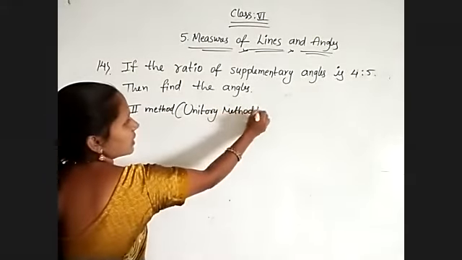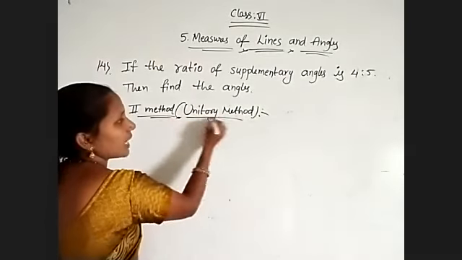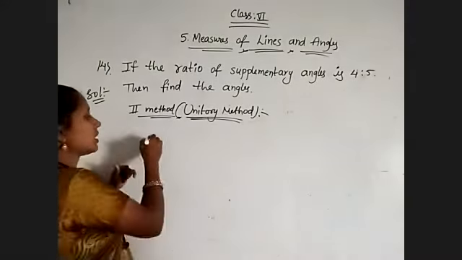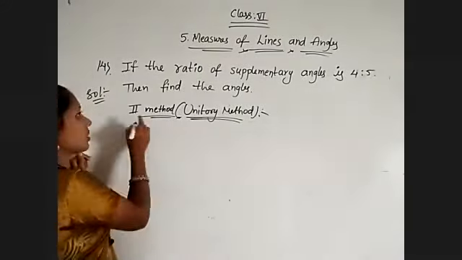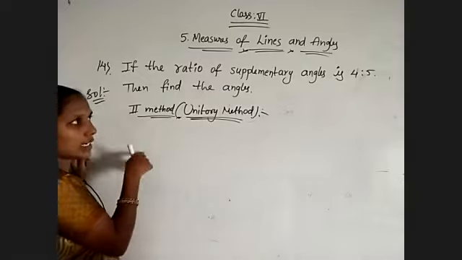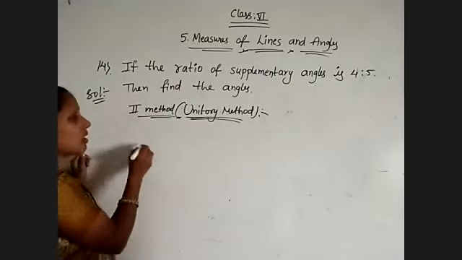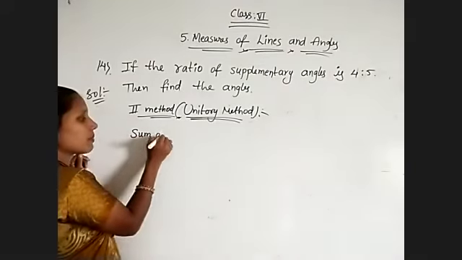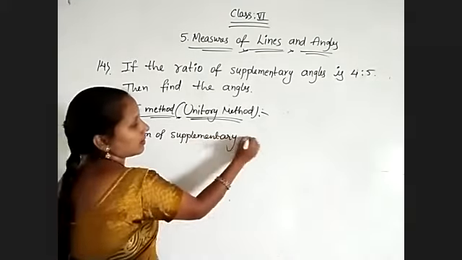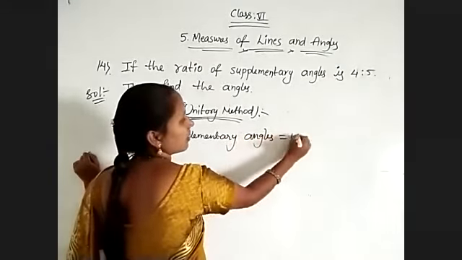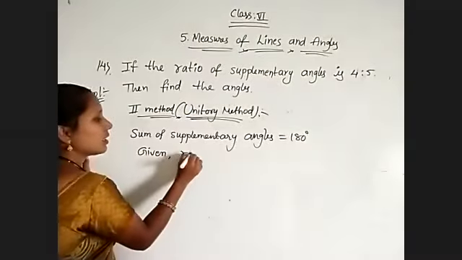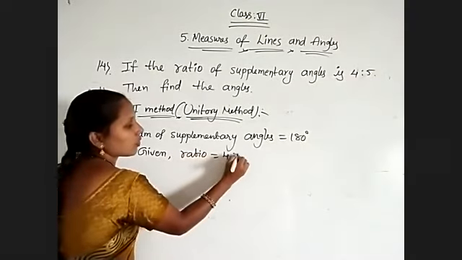Unitary method in the sense, first we will find the value of one quantity. After that, the required quantity. See here, they have given that both are supplementary angles. That means the sum of the supplementary angles is equal to 180 degrees, and the ratio of the supplementary angles is given as 4:5. First of all, what is the sum? Write down. The sum of supplementary angles is equal to 180 degrees. And the given ratio of the two supplementary angles is equal to 4:5.